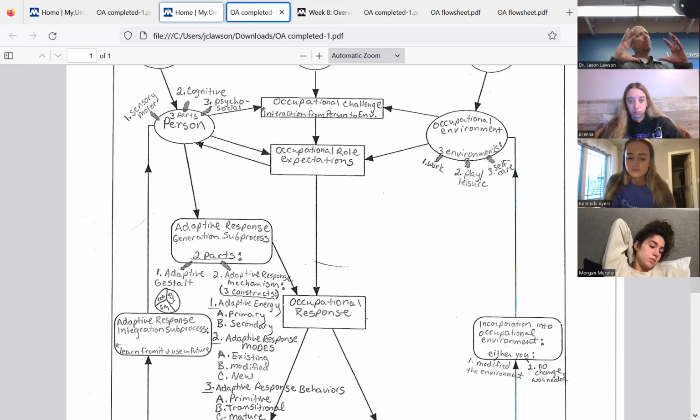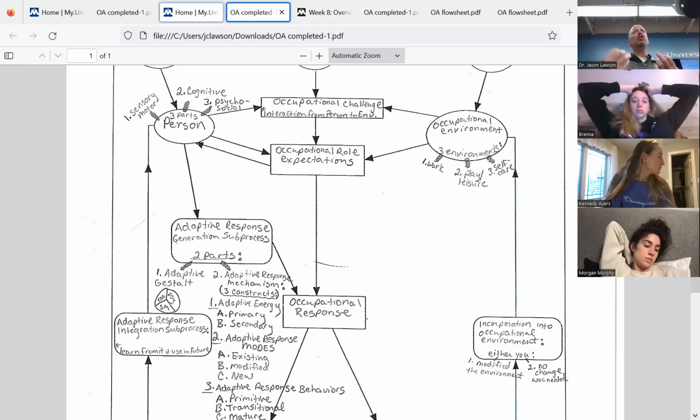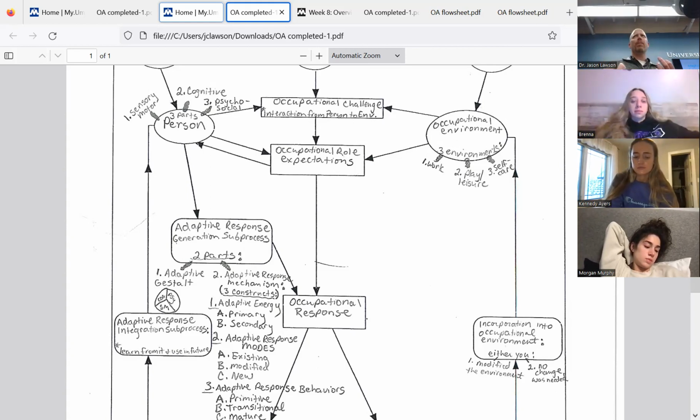The pie represents the different aspects of the person. Okay, we have cognitive, we have psychosocial, and we have sensory motor. So our adaptive gestalt is just a visual diagram that represents how much of each concept, how much of each skill do we need to engage in that occupation. It's going to look different based on what skill or occupation we're doing.